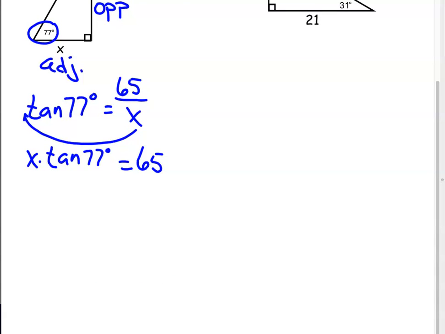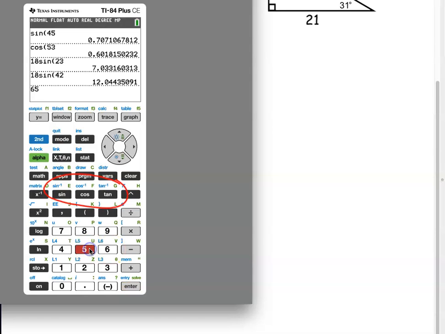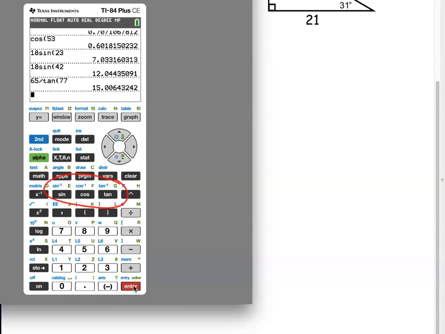So we have x times the tangent of 77 degrees equals 65. But tangent of 77 is just a decimal number, right? We just don't know what it is. So can we divide it over? So x is going to be 65 divided by the tangent of 77 degrees. So on our calculators, 65 divided by tangent 77. We should get a value of 15.006.